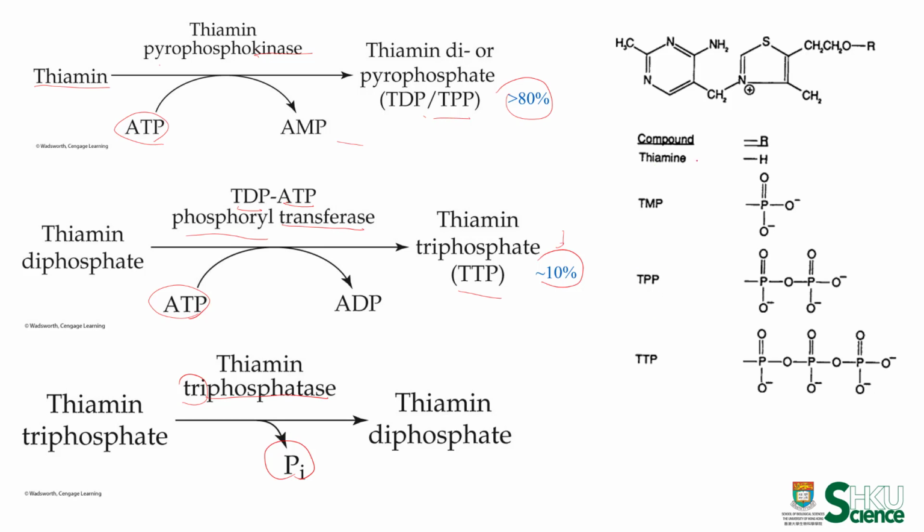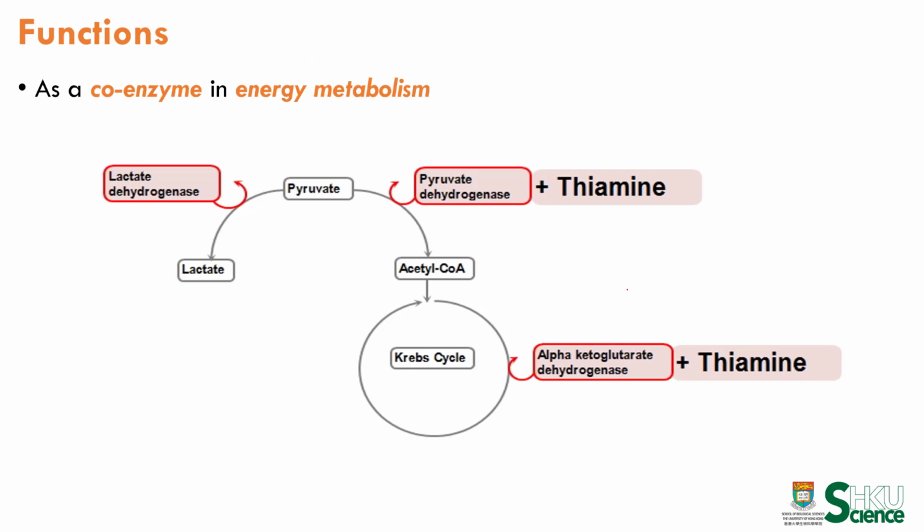These are the different forms of thiamine that you will find in the human body. TTP accounts for around 10%, TPP accounts for more than 80%, and the rest would be the free form thiamine or the TMP form. The main function of thiamine is that it acts as a coenzyme in energy metabolism in two steps of the energy metabolism pathway, the pyruvate dehydrogenase step and the alpha-ketoglutarate dehydrogenase step.